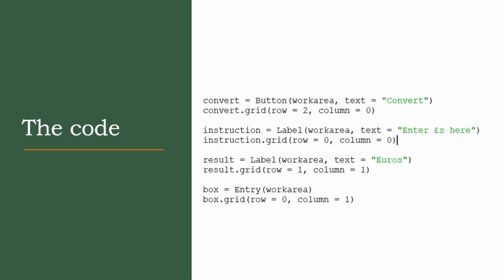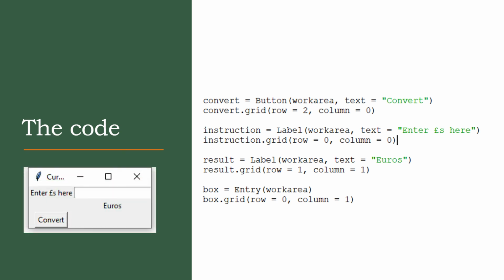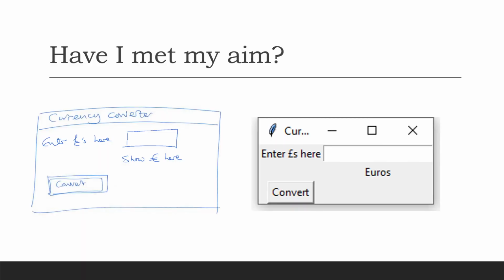So here's the code to do all of that. Make the convert button, make the instruction label, the result label, and the entry box. Oh, looks like I've called the entry box just box, which is fine. Call it anything that you like. And when I run that program, it will look like that. So, I mean, it's not brilliant, but it's not too bad. Have I met my aim? Well, that was my plan, and this is what it looks like now. And to be honest, I don't think that's too bad.